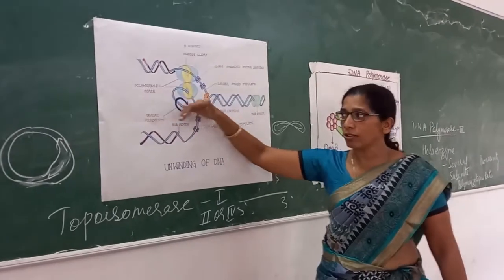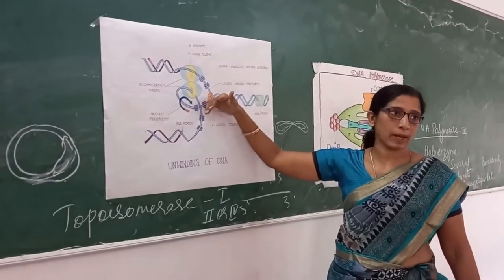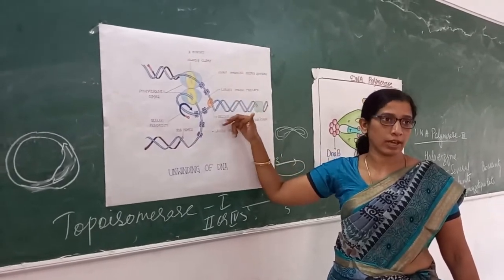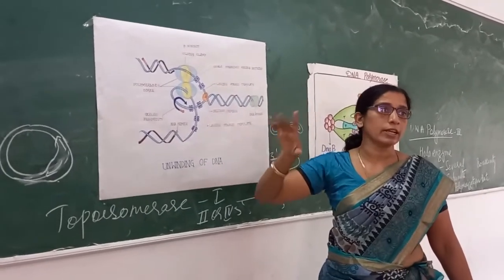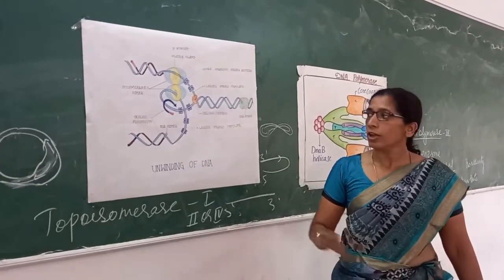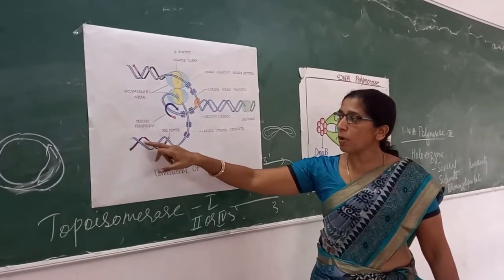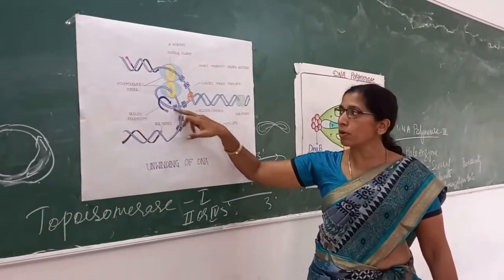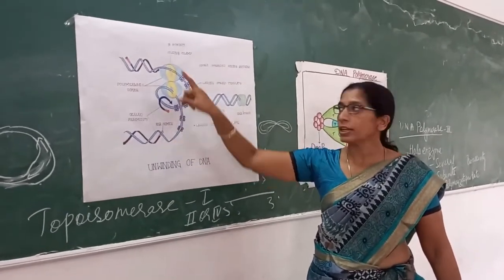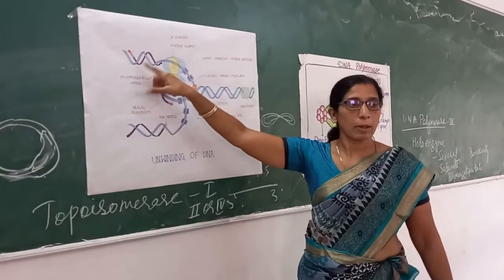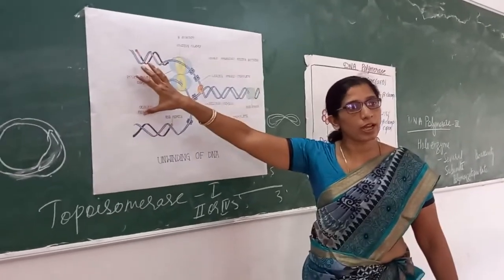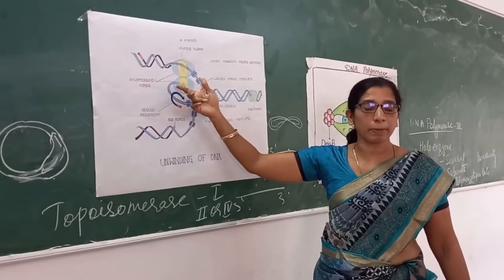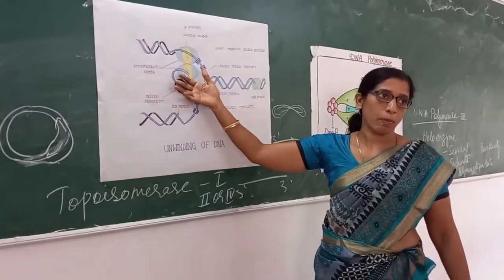In which direction will it do this? 5 prime to 3 prime. So it is called the 5 prime to 3 prime exonuclease activity, which is there only in DNA polymerase 1. On the lagging strand you require it several times to remove the RNA primers; on the leading strand you require it only once. But DNA polymerase 1 checks both the strands, and if you find any mismatch, that is also repaired with DNA pol 1.